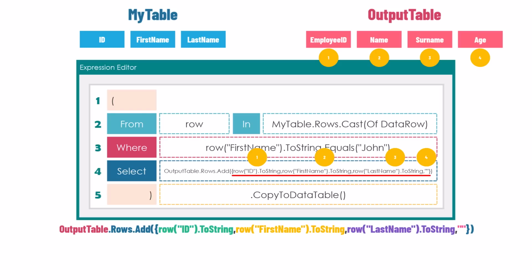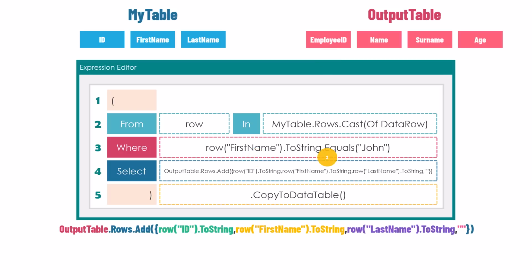Each expression is to add a value to a column. The first one is to add a value in the first column. The second one is to add a value in the second column. The third one for the third column, and the fourth one is for the fourth column. For example, the first expression is to get the value from column ID from the input table, my table. And because it is at the first position, this value will be added in the first column of the output table.